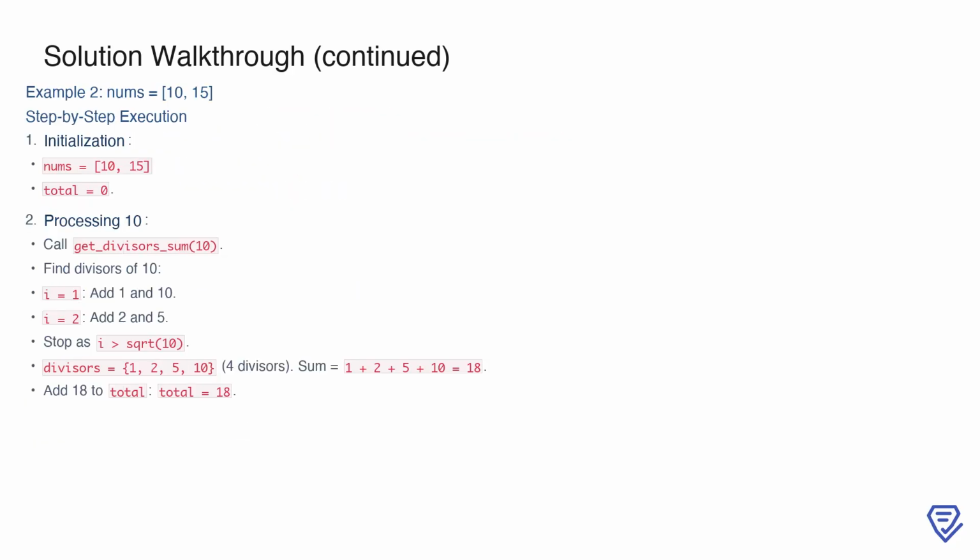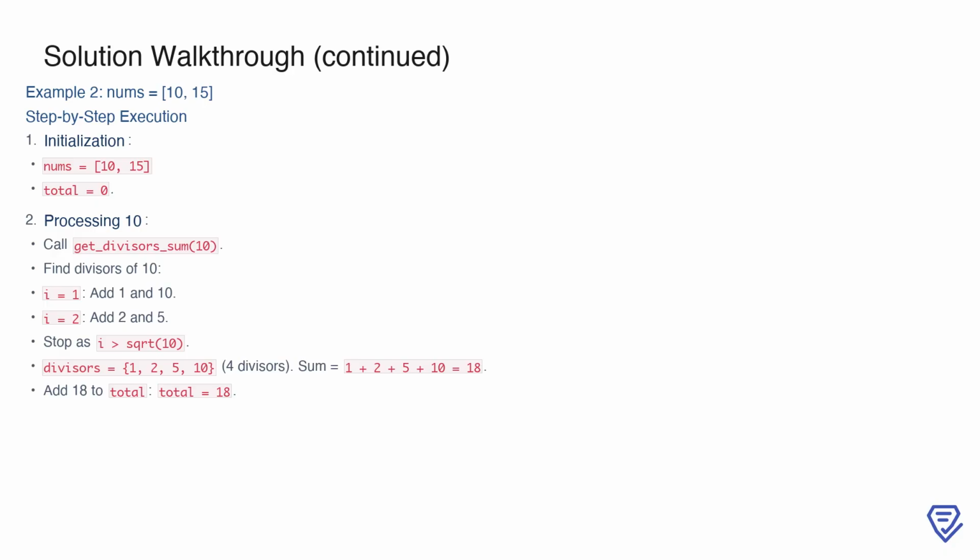Now let's consider a new example with nums equals 10, 15. We start by initializing total to 0. First, we process the number 10. We call get_divisors_sum to find its divisors. Inside this function, we loop through potential divisors from 1 to the square root of 10. For i equals 1, we add 1 and 10 to the divisors set.